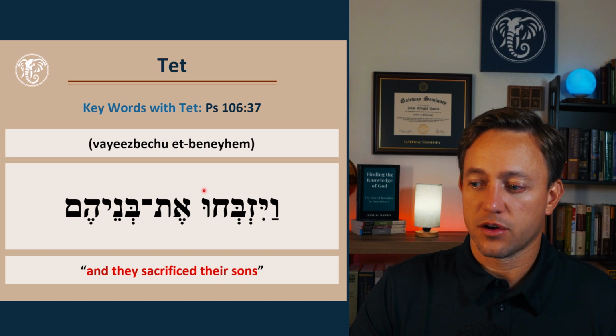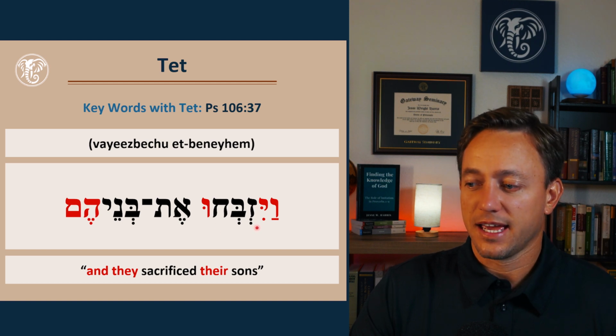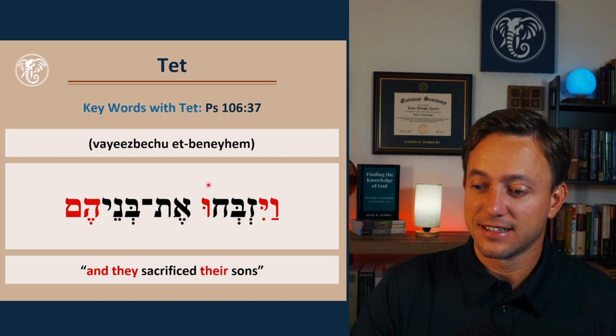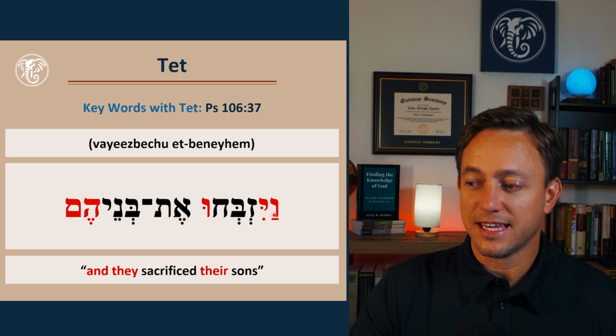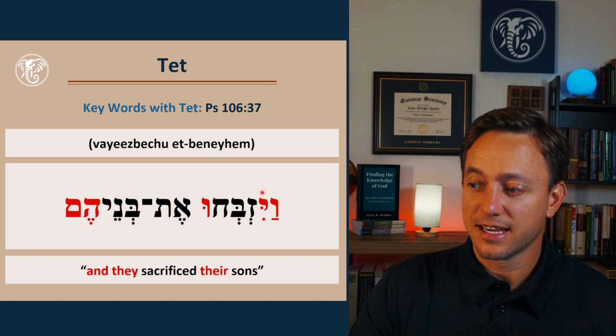Va yizbechu et benechem. All right, so what do we have here? Well, the root word for this is zavak, which I believe we talked about, and that word means to sacrifice. And of course we have that va on the front, and as we've already seen, that yod plus the u at the end together means they. So as we see here, it's not just that he sacrificed, but they sacrificed.